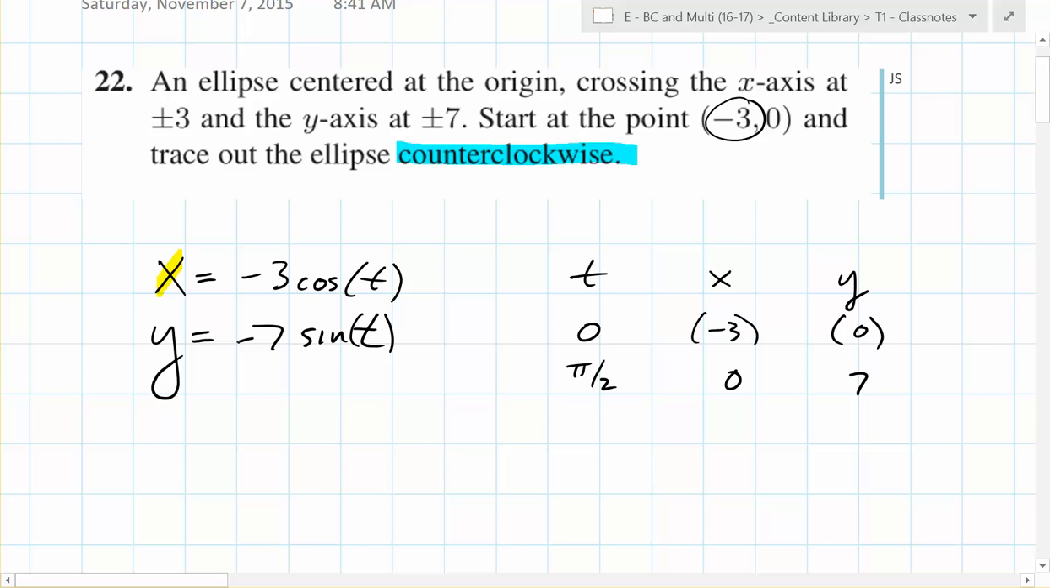Negative 7. There it is. Nice, because you want to go counterclockwise. Okay, so let's try it.